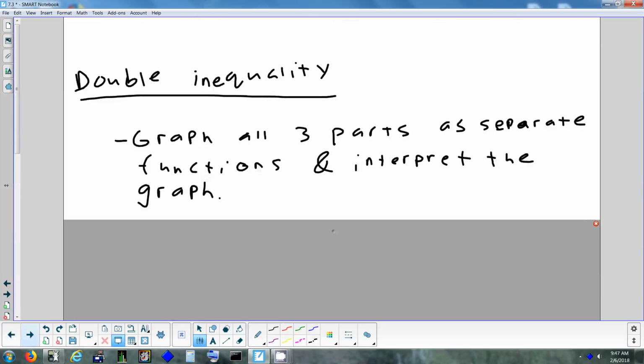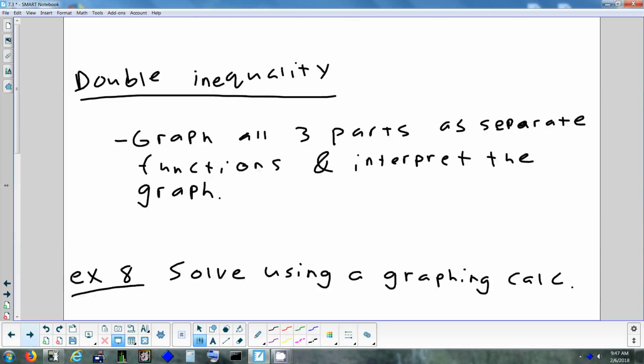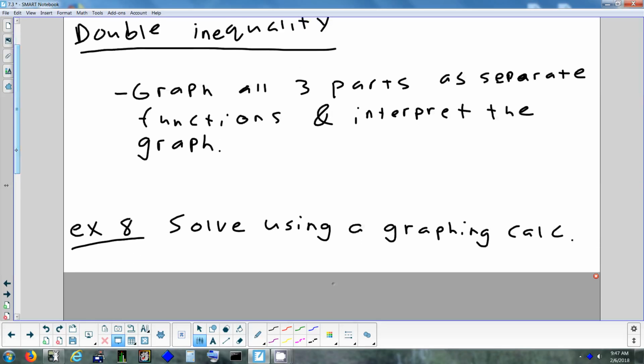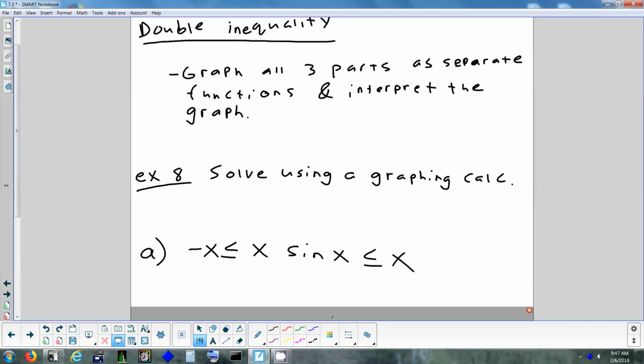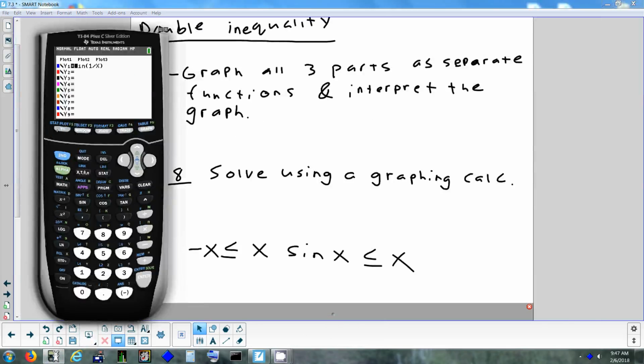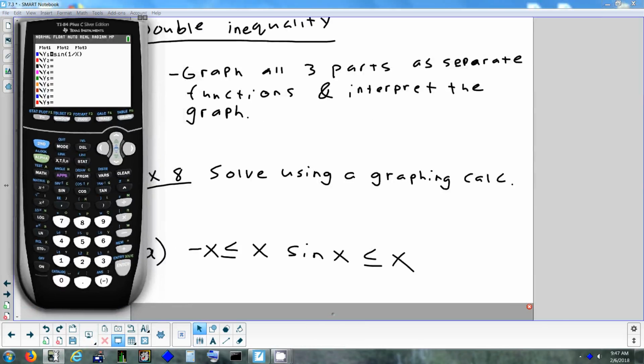All right, so the last thing we'll look at is a double inequality. And with a double inequality, all you have to do is graph something in y1, y2, and y3, and you're kind of looking for where you have something sandwiched between two other things. Okay, so we'll graph that. What I'll try to do is do it in different colors so you can kind of see it.